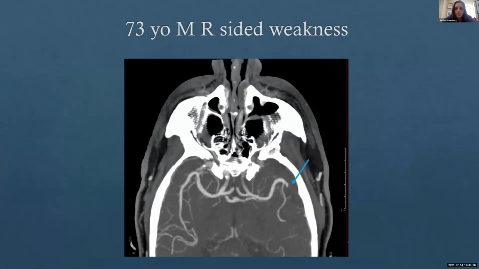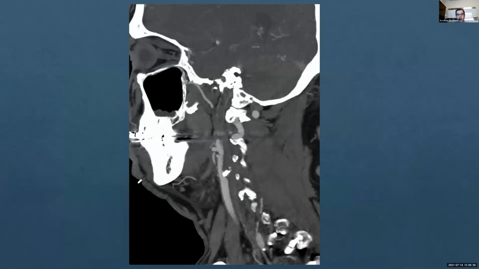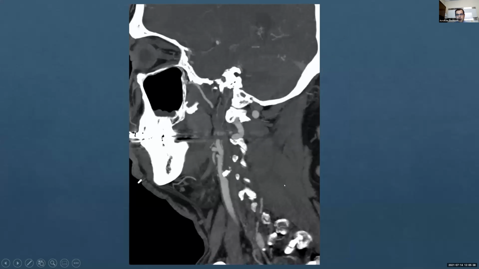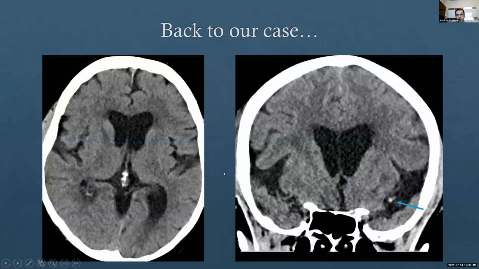Okay, so back to our case. This is a different case, a 73-year-old with right-sided weakness. You can see here that there's a clot, right? You see that the vessel is no longer being opacified in the left MCA. But the problem in that case is if you go up, you're losing the ICA, internal carotid artery, which should be in the neck, and you can't get there. So that's a major problem.